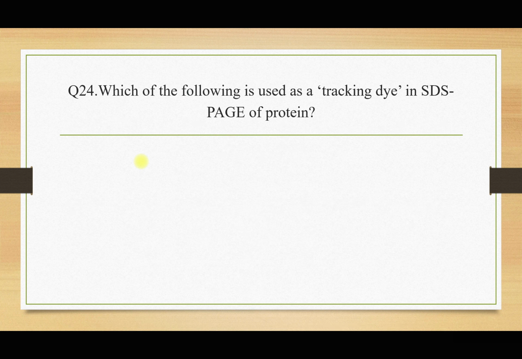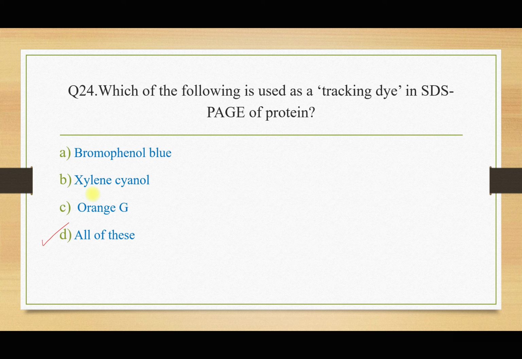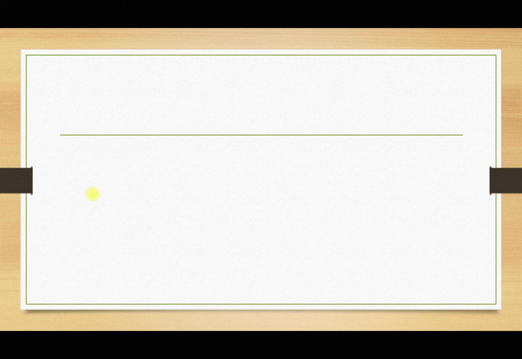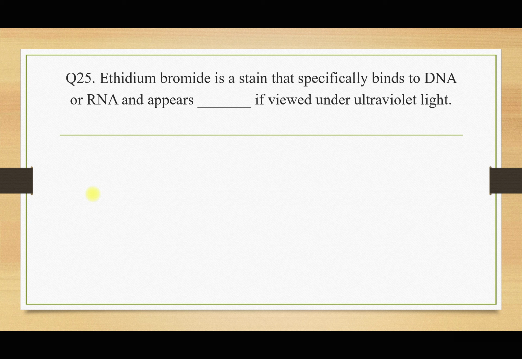Question number 24. Which of the following is used as a tracking dye in SDS-PAGE of protein? Option A, bromophenol blue, B, xylene cyanol, C, orange G, D, all of these can be used as the tracking dye. So option D is correct. Question number 25, the last question. Ethidium bromide is a stain that specifically binds to DNA or RNA and appears dash. Dash means the color is, if viewed under the ultraviolet, UV light: red, yellow, orange, or blue. So here the correct option is option C, which is orange.